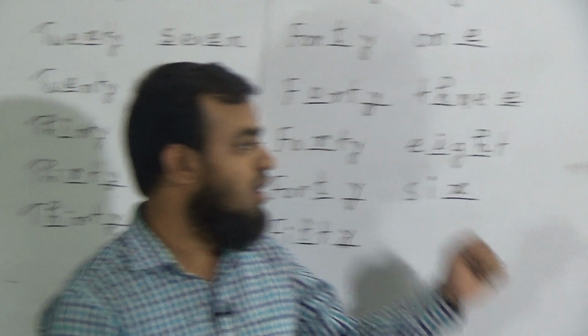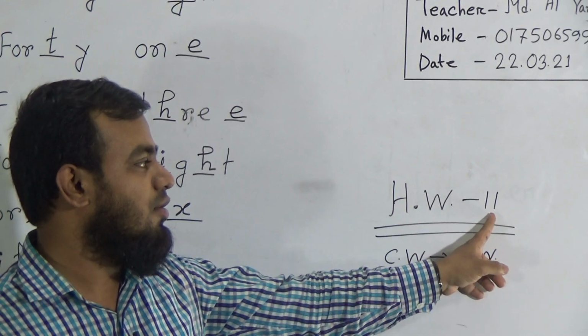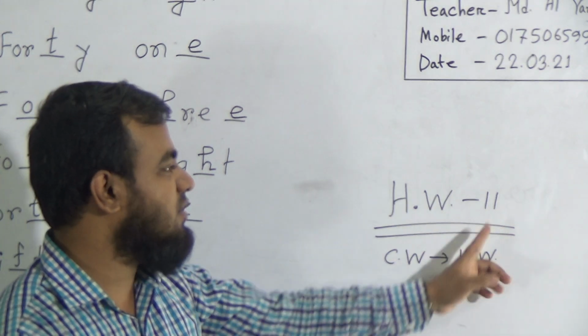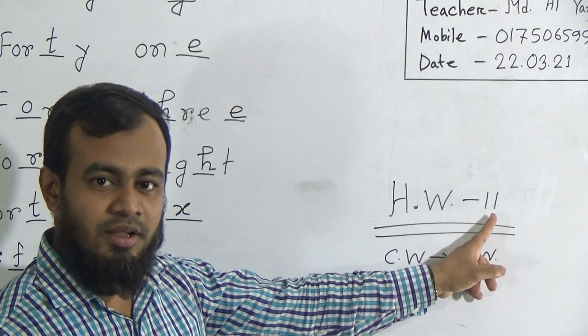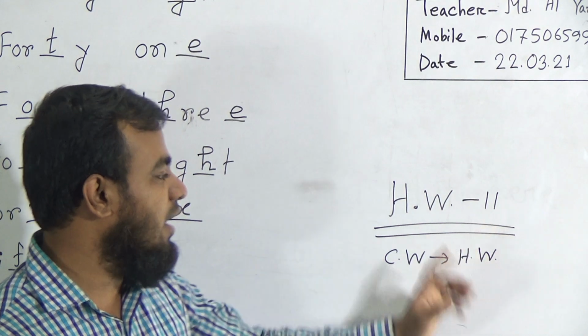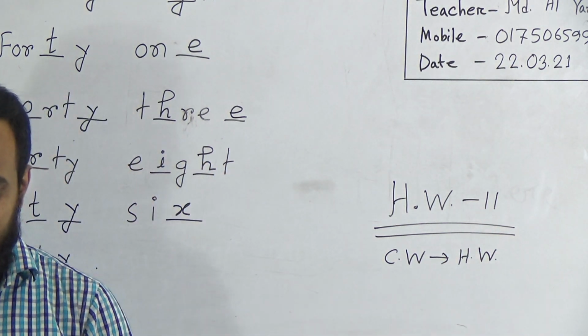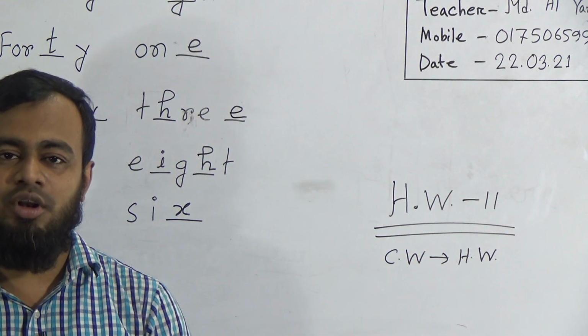You have a homework. Your homework number is 11. At the start of this class, I discussed this. You should write down the homework number 11 in the left top corner, and this is also your homework. That means first of all you should write down the CW, and you will only fill up the blanks, dear students.